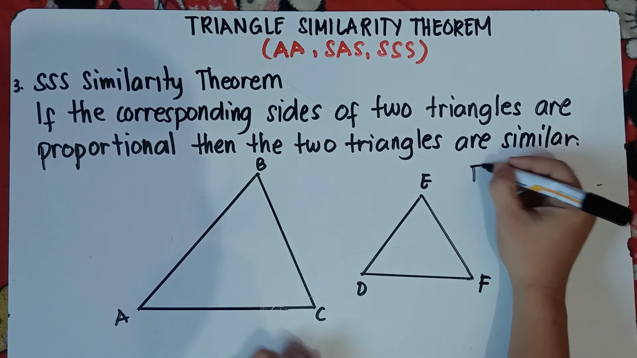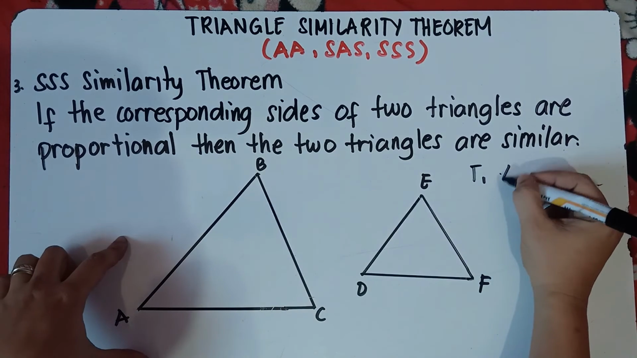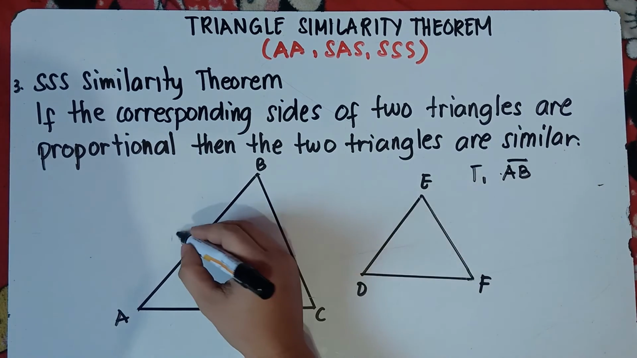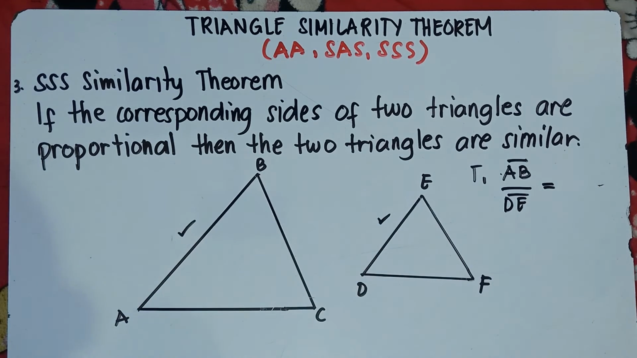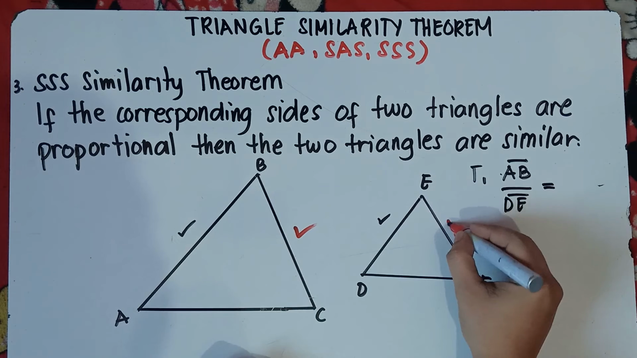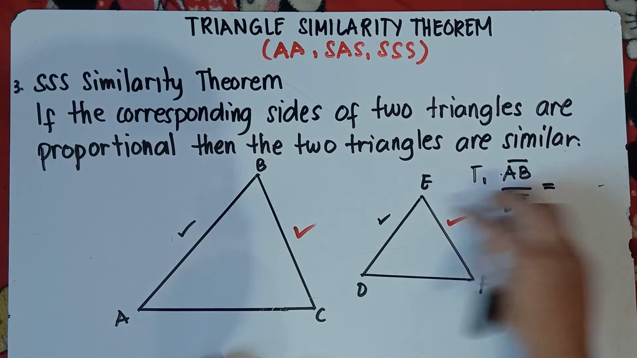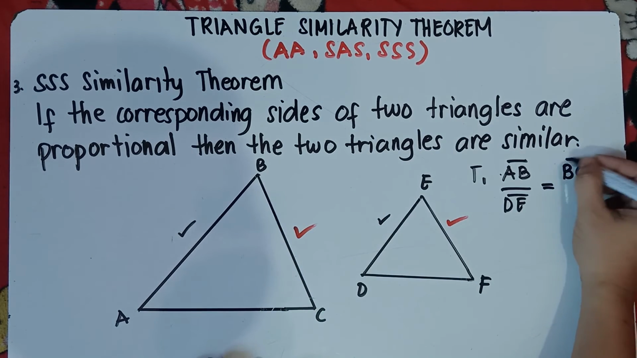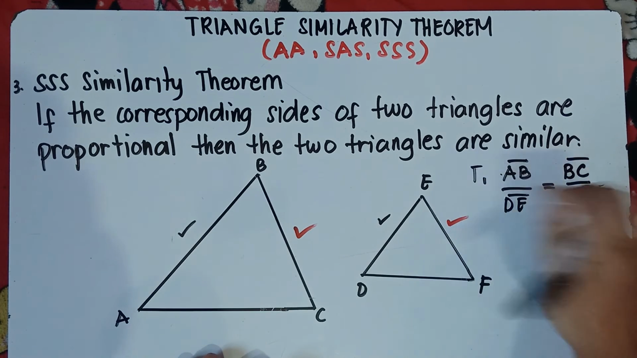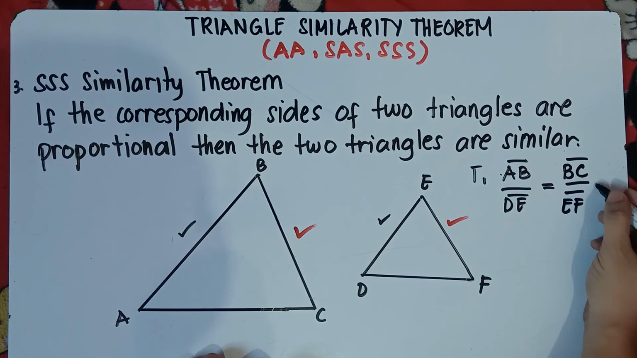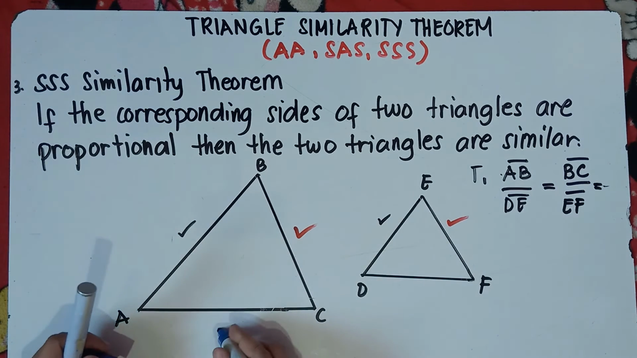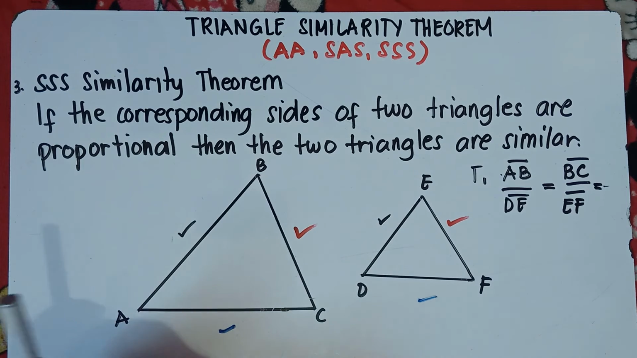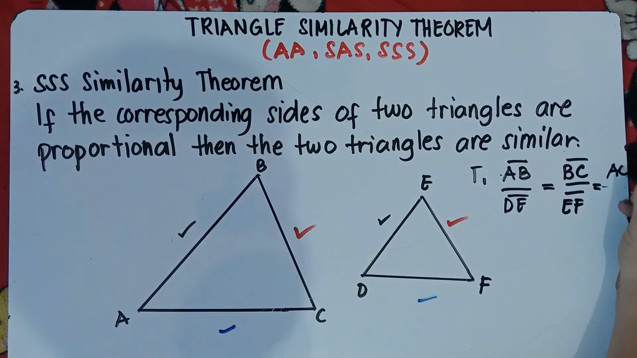Once again, in this first triangle, line segment AB corresponds to line segment DE, is equal to line segment BC over EF, or line segment EF, is equal to this third side. So, this will be AC, so this side over this side, so that would be line segment AC over DF.